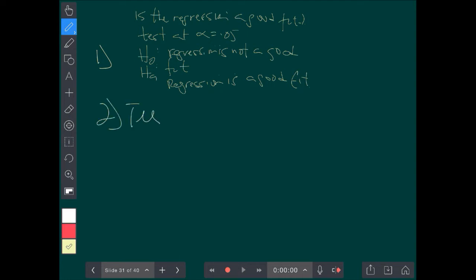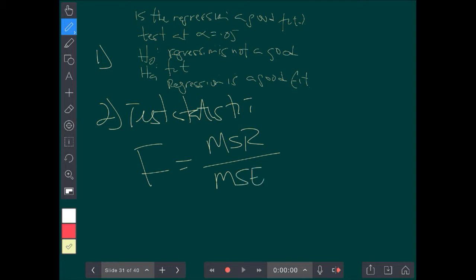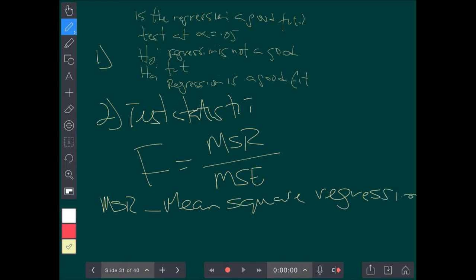Step 2, test statistic. It's an F distribution, analysis of variance, and it is MSR, the mean square due to regression, over MSE, the mean square error. Sounds familiar? So MSR, mean square regression, and then MSE, mean square error. All right.